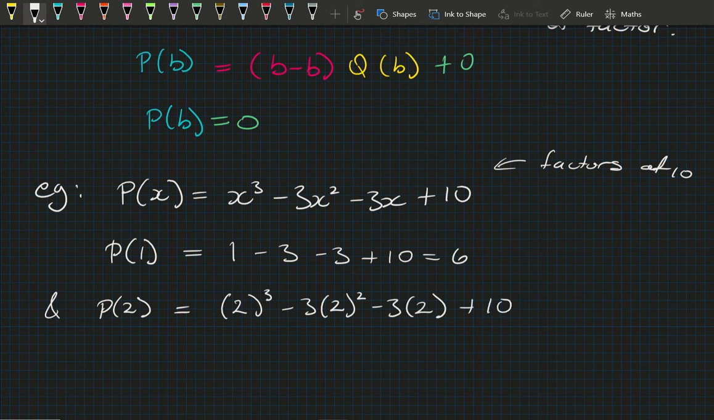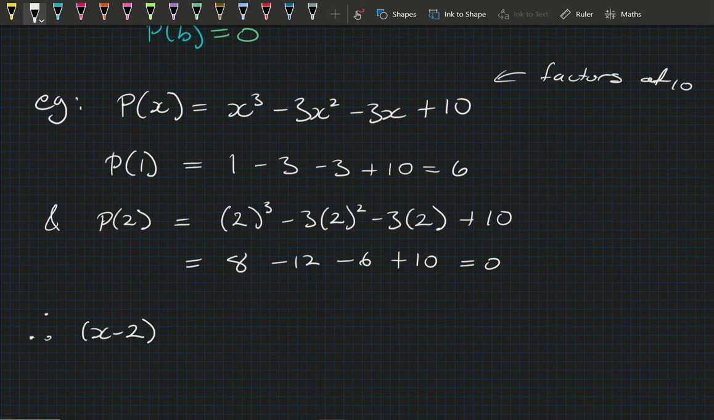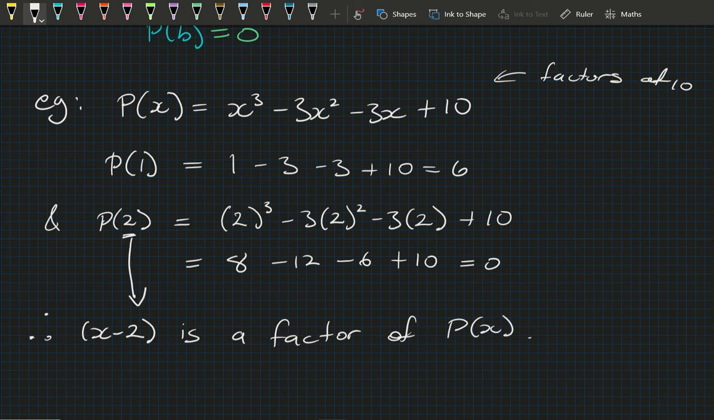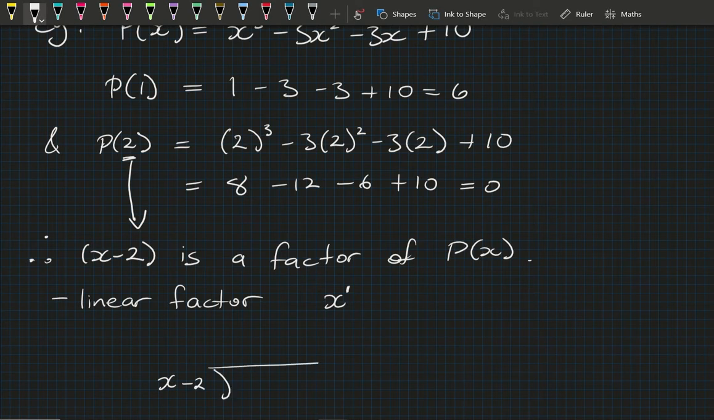So we've got 8 minus 3 times 4 is 12, minus 6 plus 10. And end up with 18 minus 18, so that's equal to 0. Therefore, x minus 2 is a factor of this polynomial. Okay, I've got x minus this value here, and it's also worth pointing out that it's a linear factor because x is to the power of 1. And let's prove that with some long division.